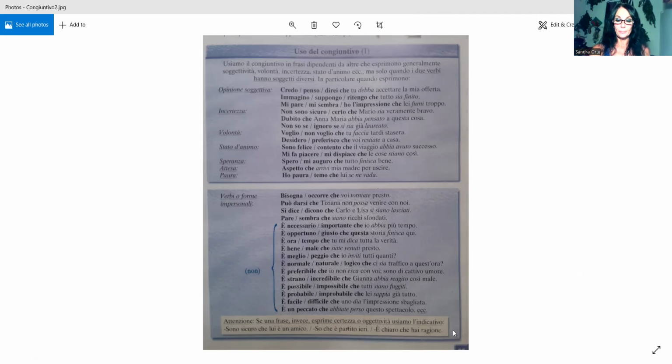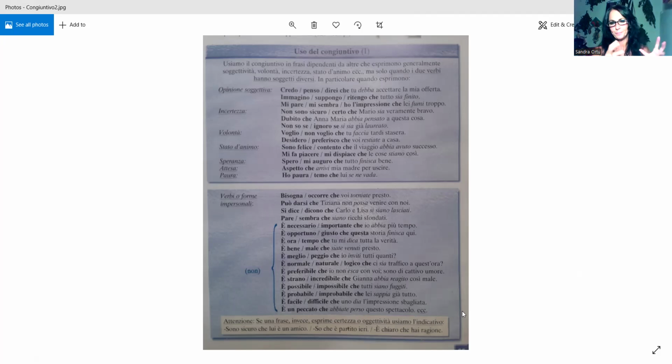We have a little note at the bottom of the tables. Attenzione. And by the way, I hope you do see this. It's a little bit small, but with glasses it should be okay. Attenzione, careful. Se una frase invece esprime certezza o oggettività, usiamo l'indicativo. So be careful. Attention. If a sentence, on the other hand, expresses certainty or objectivity, we use indicativo.